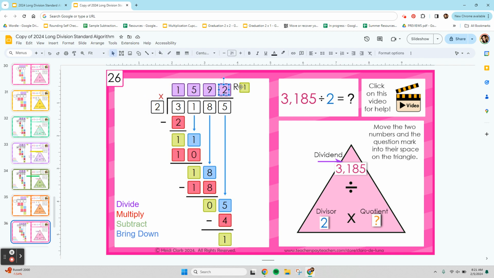So this means that if you do 2 times 1,592 plus 1, you'll get 3,185. So 2 times 1,592 is 3,184, plus 1 is 3,185.